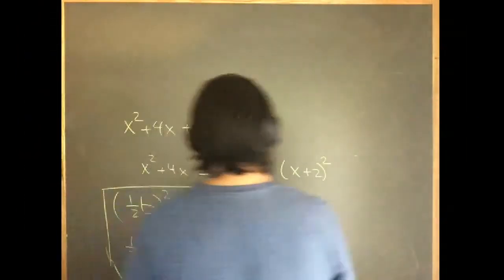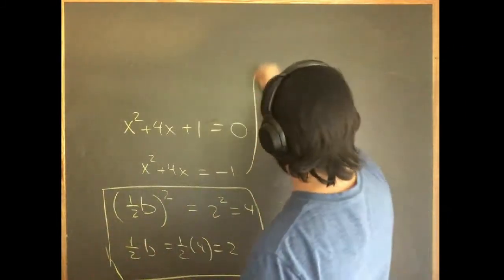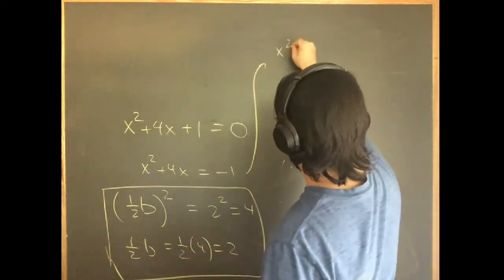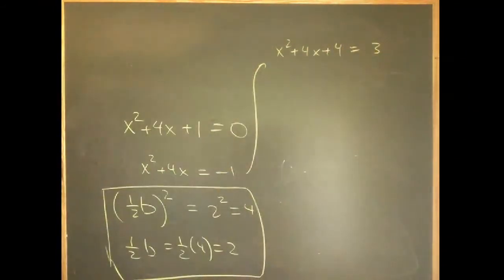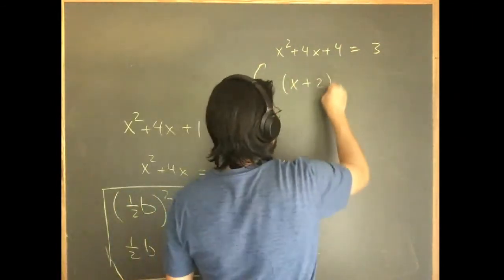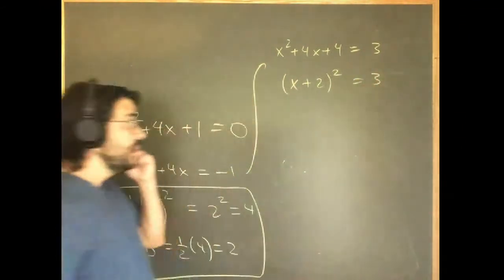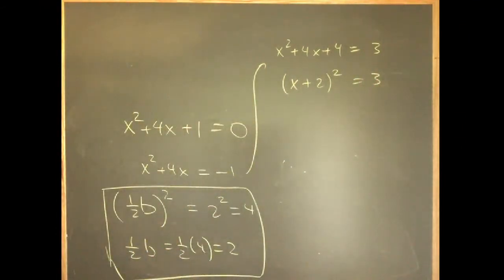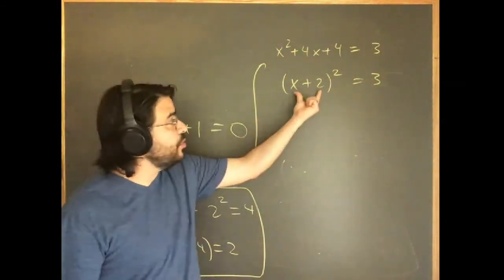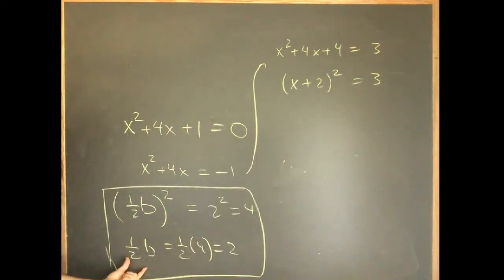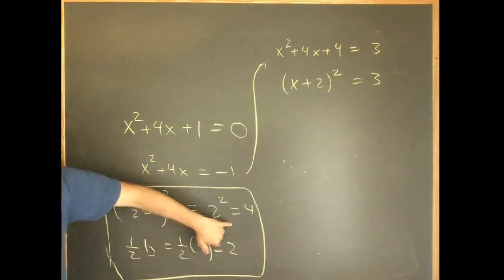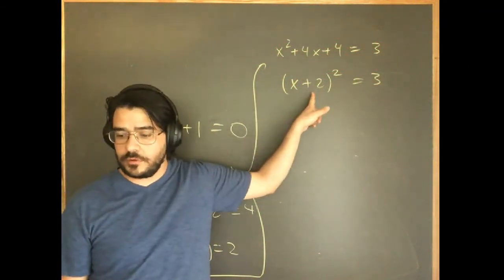So here, let me go through what they just said there. We added the 4 to both sides, so we get x squared plus 4x plus 4 is equal to 3, because 4 plus negative 1 is 3. And then this side gave us x plus 2 squared is equal to 3. Now, what I want to point out here is that this part is always going to end up being x plus b over 2, or the 1/2 b. That's that 2 part. So if you compute the 1/2 b squared and the 1/2 b, you'll have this part already done for you, okay?